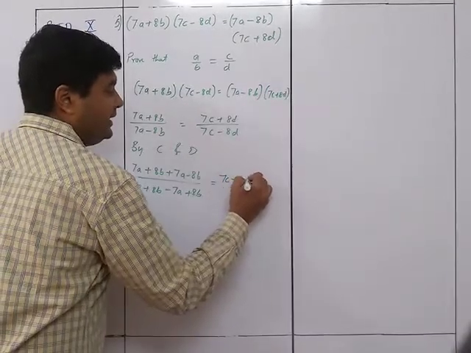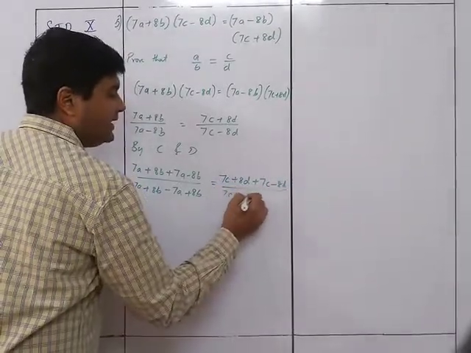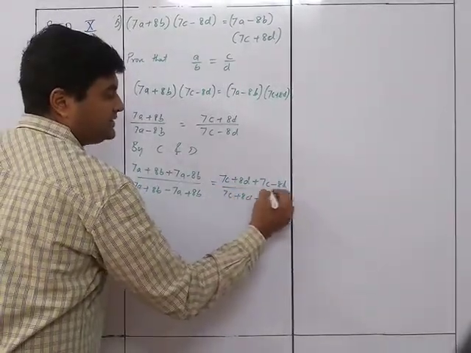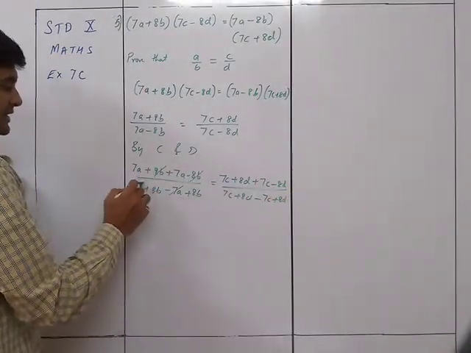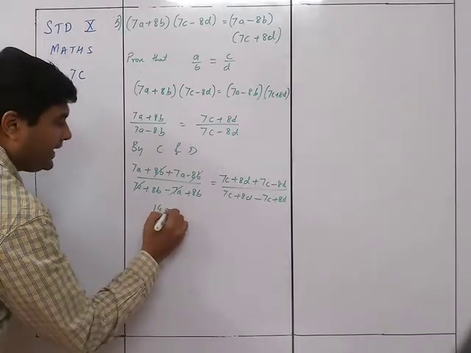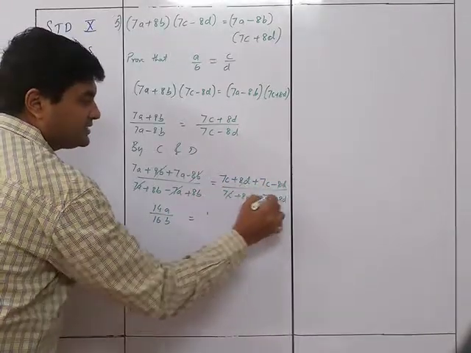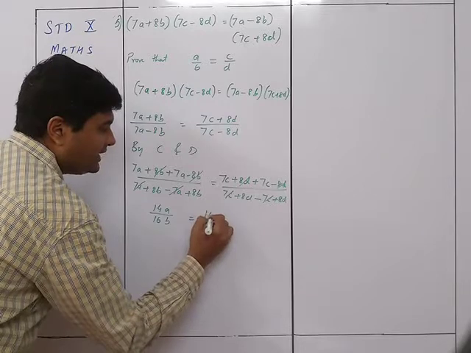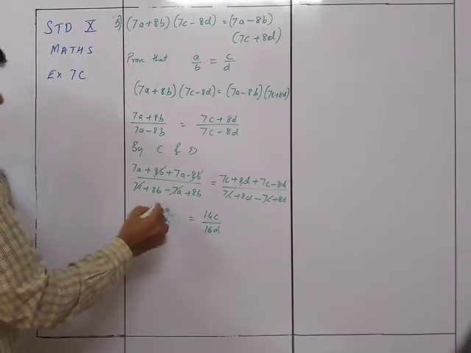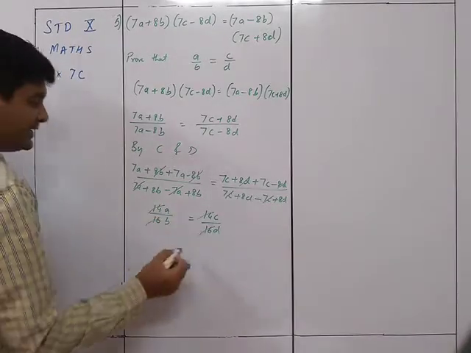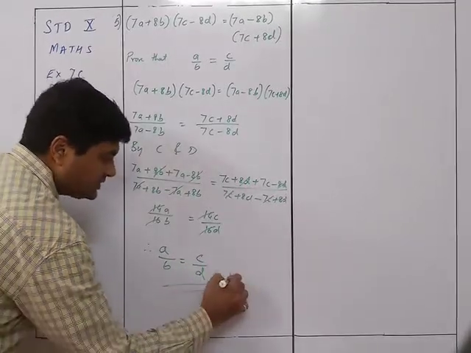7c plus 8d plus 7c minus 8d upon 7c plus 8d minus, and then because of the bracket, it is 7c minus, and before that plus 8d. You can see that this gets cancelled, this gets cancelled. It is becoming 14a upon 16b is equal to, here also this cancels, this cancels. It is giving me 14c upon 16d. So here 14 and 16 get cancelled. Therefore a upon b is equal to c upon d. Hence proved.